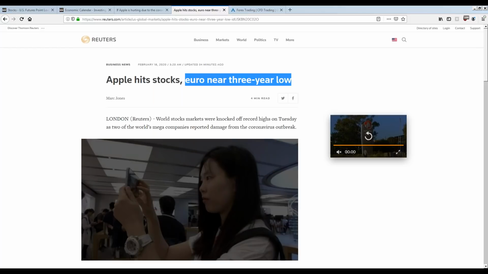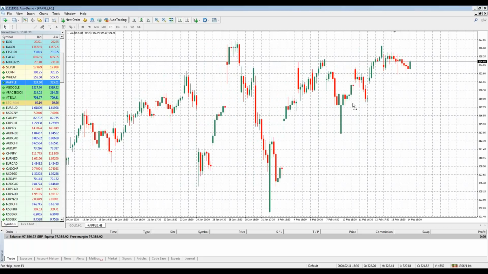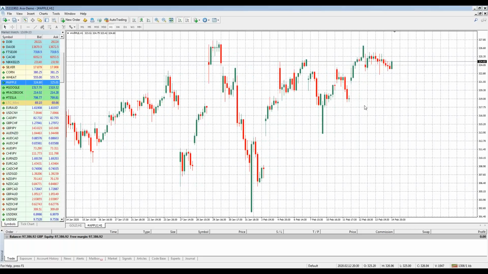Okay, so let's take a look at what's happening on the charts. This is Apple, which is not moving yet because it's a US stock and the US market hasn't opened yet. Our US stocks are not traded on futures, they're traded on the actual market when it opens. So what do you think is going to happen to Apple when the market opens?